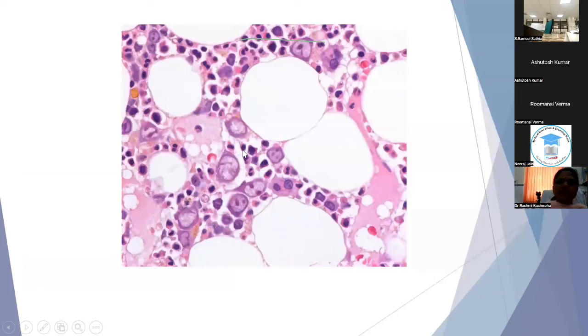This is a Trephine section showing presence of these large cells with prominent inclusion. So this was a case of parvovirus B19 infection presenting with anemia in a child.